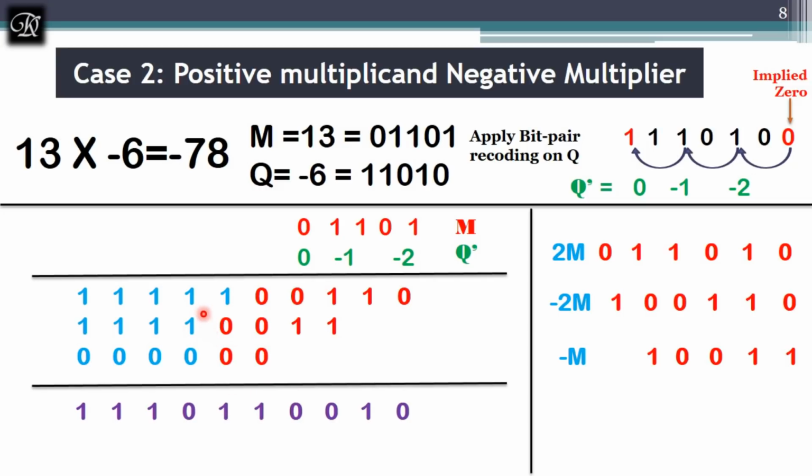1 as it is. 1 plus 1 is 0, carry is 1, 1 plus 1, 2 plus 1 is 3, 1 and carry is 1, and again 2 plus 1 is 3, 1 and carry is 1, again 2 plus 1 is 3, 1, carry is 1. We will stop, we will ignore the carry over here because we are considering only 2n bits. This is negative 78. Let's see the next case.